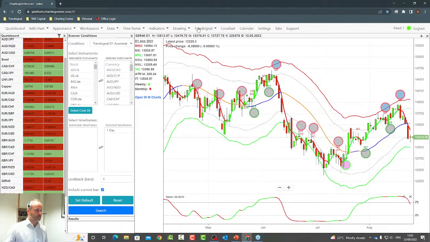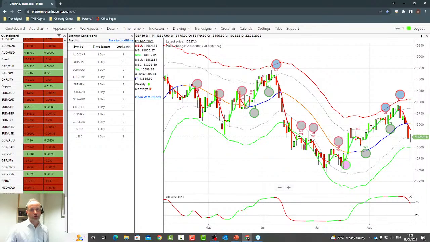So there's a scanner tool here. We'll look at the D1 Accelerator and we'll look for trades over the last 3 days. Hit search. What we basically got on the scan here is opportunities that set up 3 days ago, marked with a 3. And then these are opportunities that are setting up today, opportunities that set up yesterday, for example.